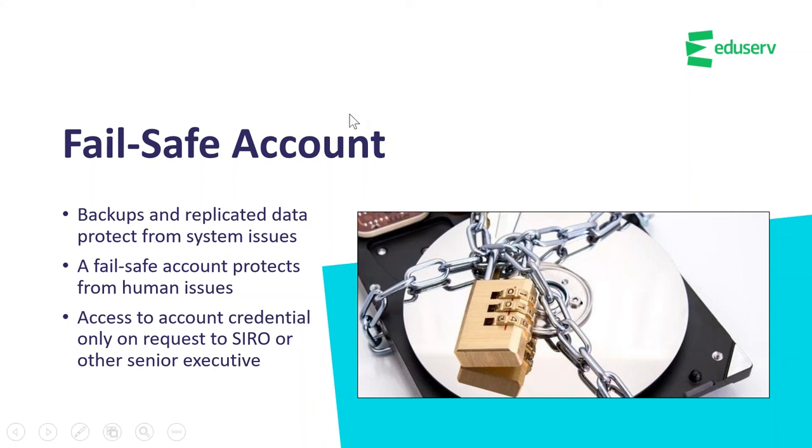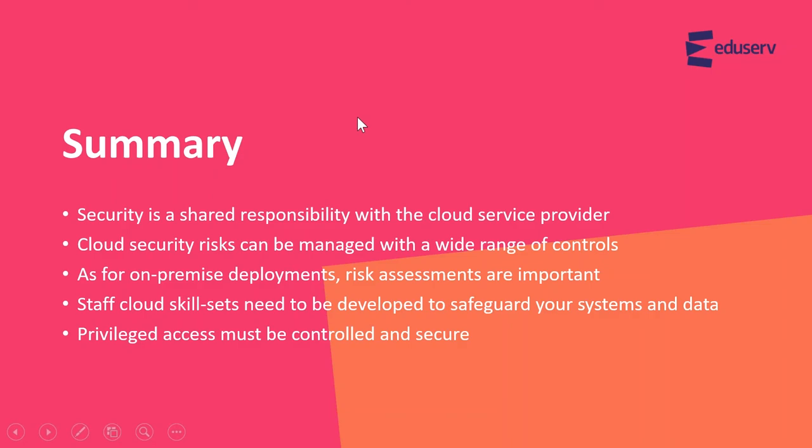So just to summarize, we talked about security in terms of the specific nuances of security when it comes to deploying cloud services. Security is a shared responsibility between you and the cloud service provider. Cloud security risks can be managed, though, and there are a wide range of controls. So I certainly do not intend to worry you by this presentation. As for on-premise deployments, risk assessments are important. So understanding where the risks are, where the threats are, and precisely what you're doing to mitigate those risks is pretty key.